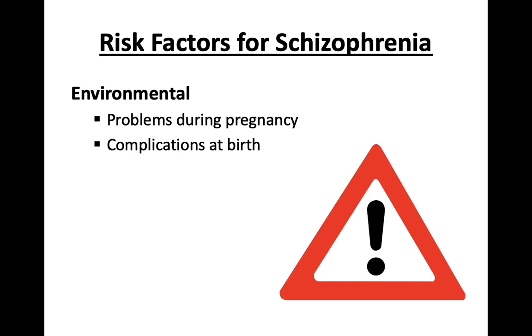Complications at birth. So there can be complications which cause hypoxia, which is a lack of oxygen, and this has also been associated with an increased risk. Children who are born to older fathers have an increased risk of developing schizophrenia. And so when I say older fathers, I'm talking about middle-aged men, so in the 40s. I believe the research has been done with fathers who are 45.